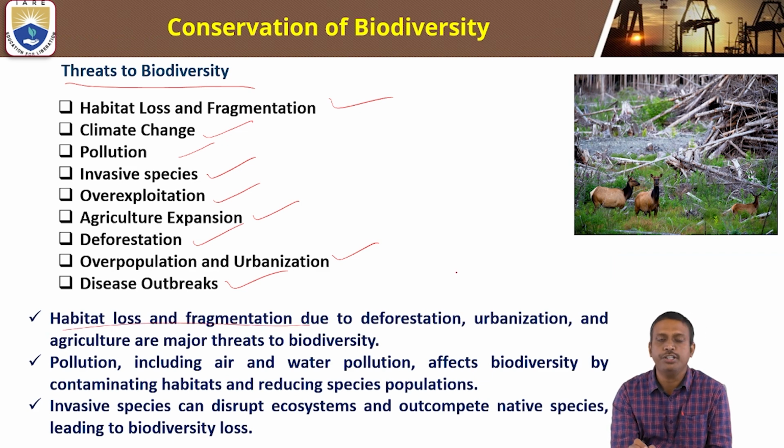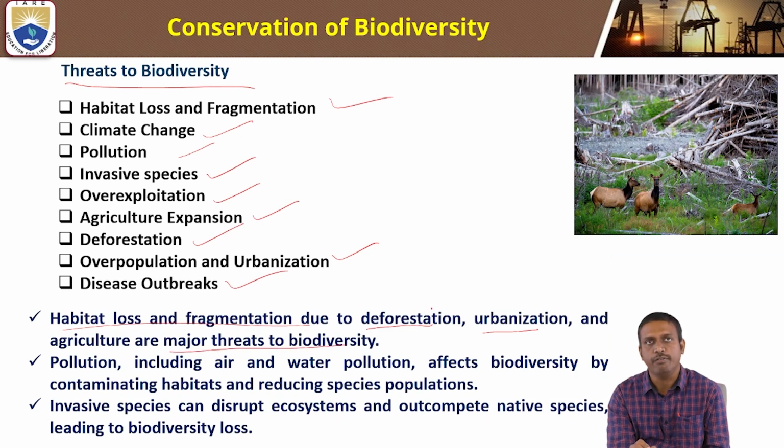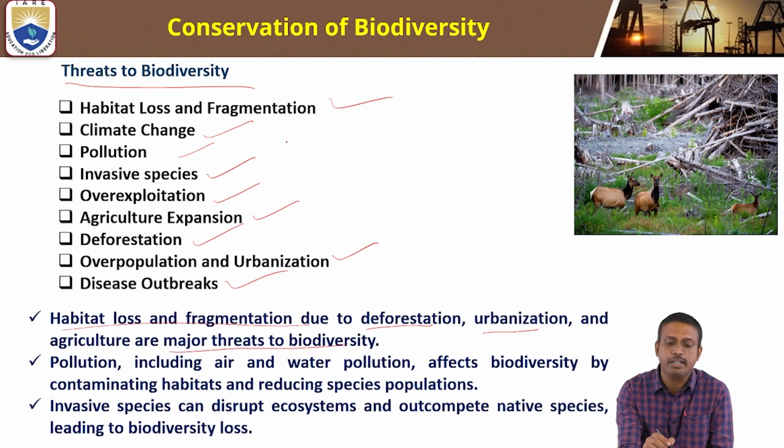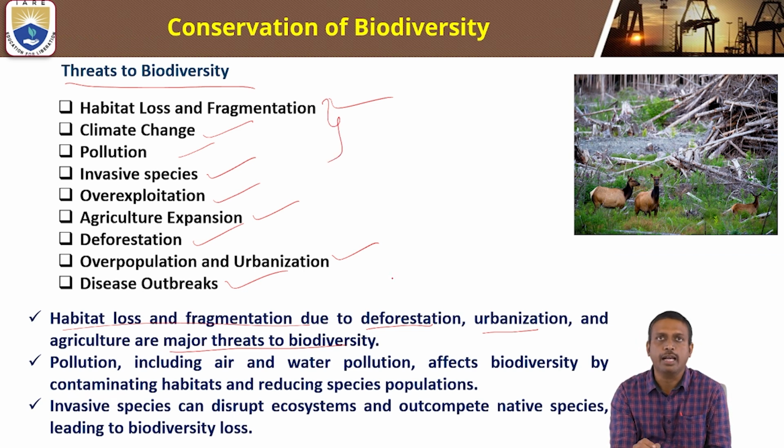Habitat loss and fragmentation due to deforestation, urbanization, and agriculture are major threats to biodiversity. Pollution, including air and water pollution, affects biodiversity by contaminating habitats and reducing species population.